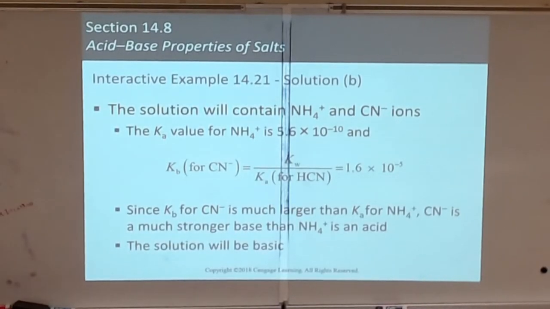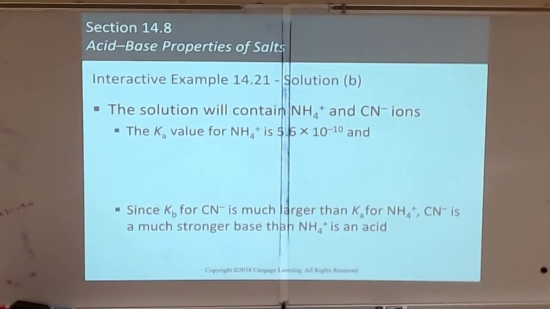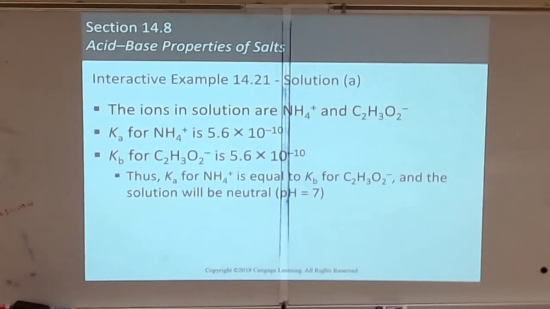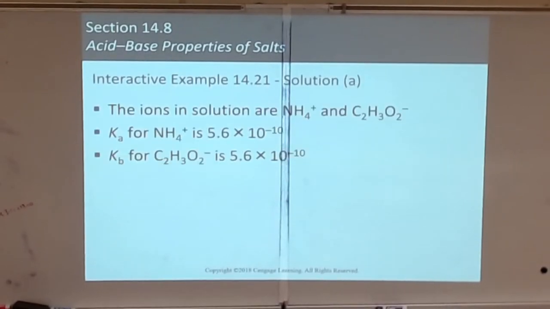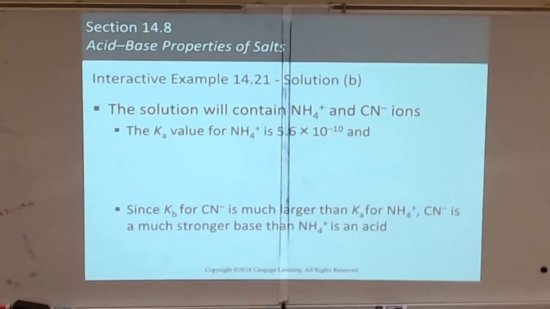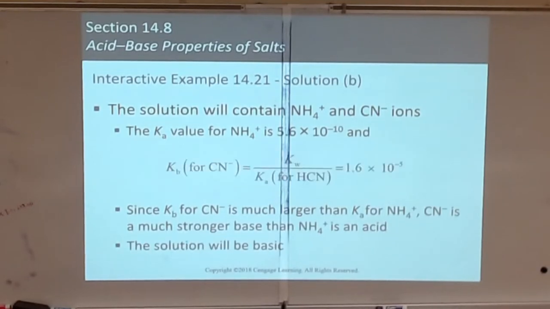Make sure, they will often give you the Ka values. Do they do that here? I don't know if they did that for cyanide. Nope. So if they gave you the Ka value for cyanide, before you can make that comparison, you've got to convert that to Kb. Okay?